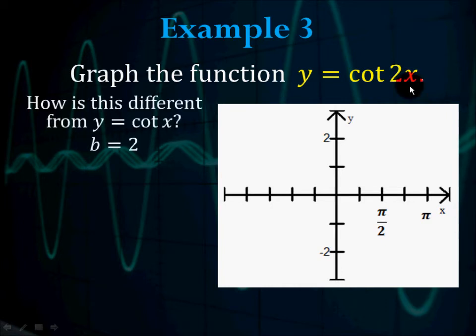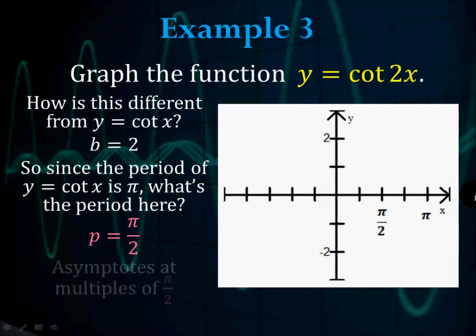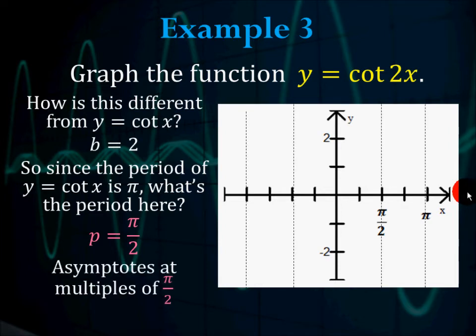Well, here your b value is 2. So to calculate the period of cotangent, since cotangent's period is pi, the period is now going to be pi divided by b. So the period is now pi over 2. So instead of asymptotes at every pi, you're going to have asymptotes at every pi over 2 because you're cutting the period in half. So let's put some asymptotes there.